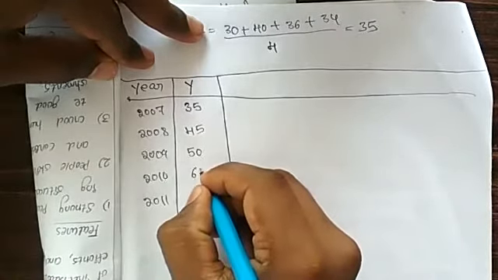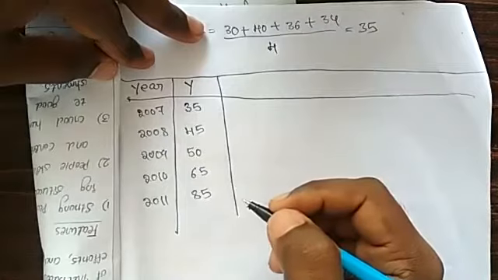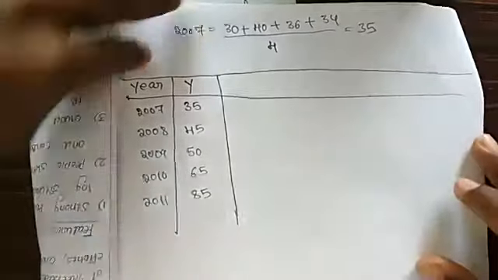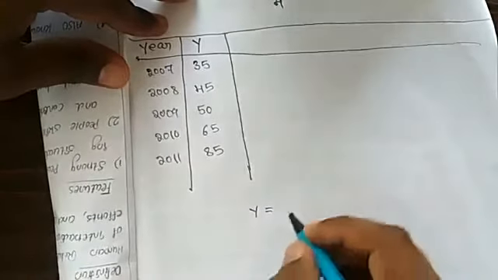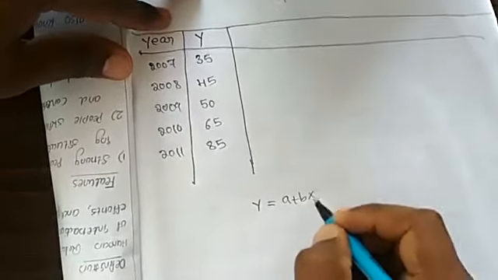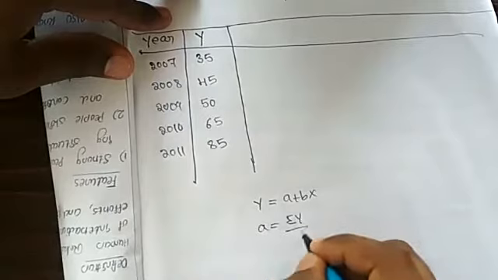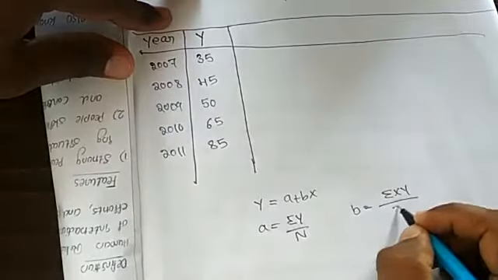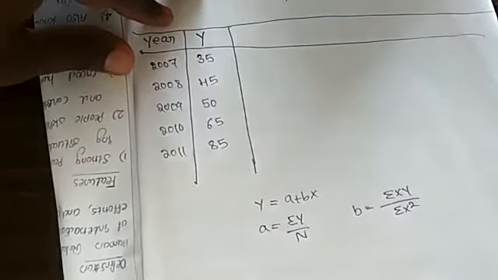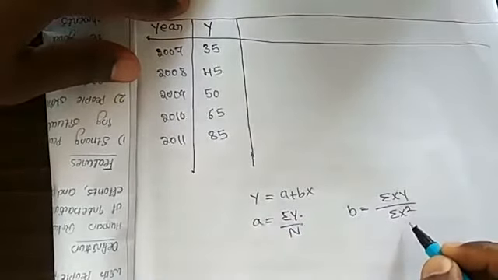2010, the average is 65. And for 2011, the average is 85. So that is the actual values. Now the equation to find out trend values under the least square method is y is equal to a plus bx. To find out a, the sum of y divided by n. And to find out b, sum of xy divided by sum of x square. So we need sum of y, sum of xy, and sum of x square.